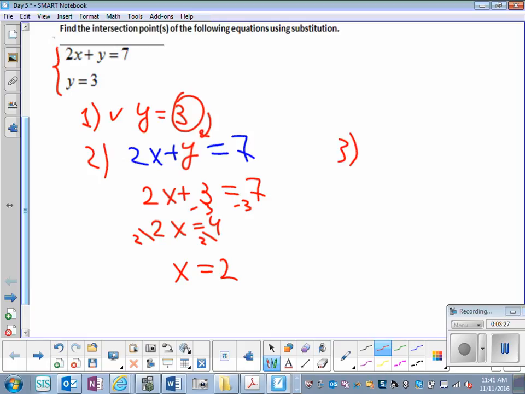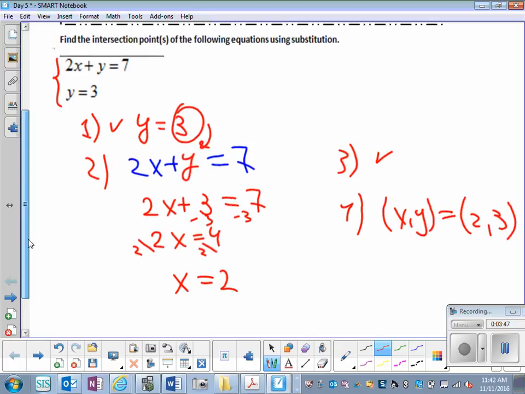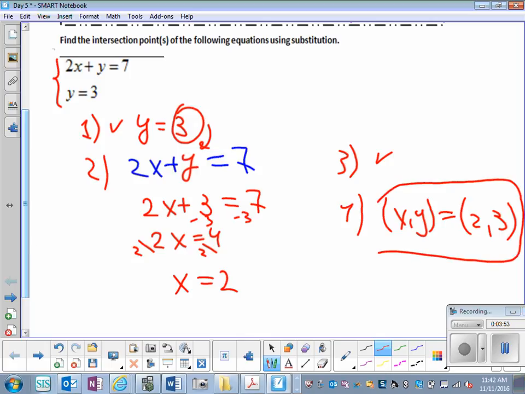So the third step we just skip, and then we finally write our solution as (x, y) equals, what is it? (2, 3). So that we are very clear about what we solved for: x is 2 and y is 3. That is our solution. This is my final solution. Questions?